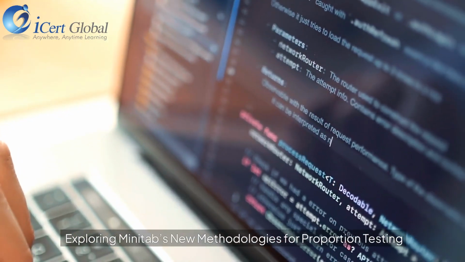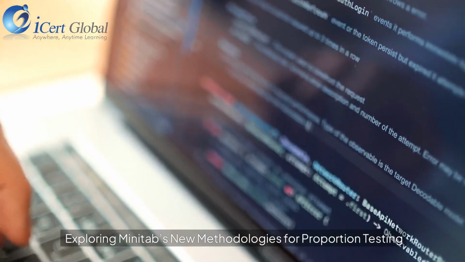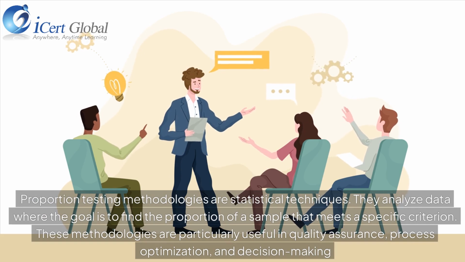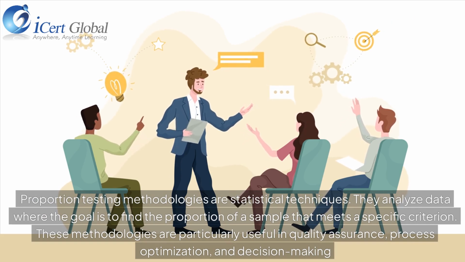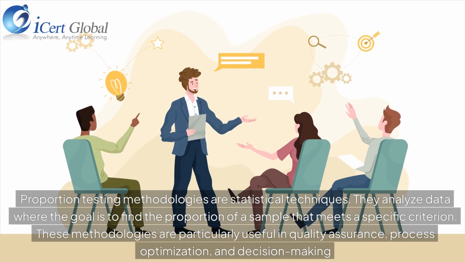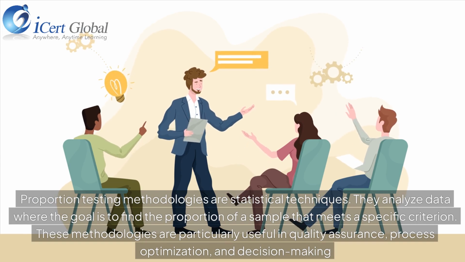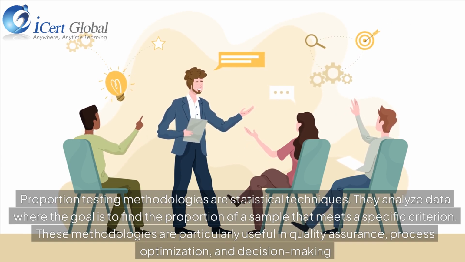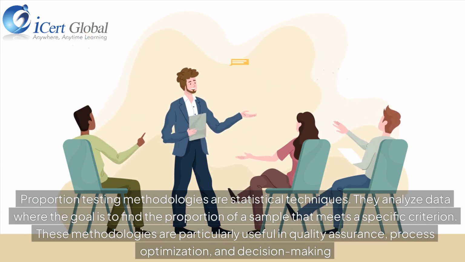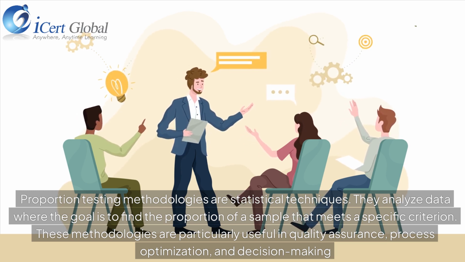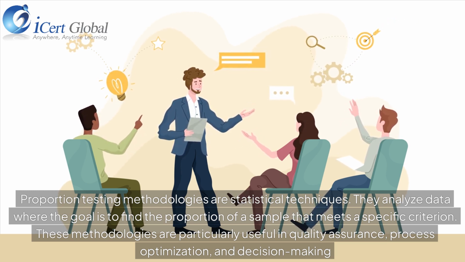Exploring Minitab's new methodologies for proportion testing. Proportion testing methodologies are statistical techniques. They analyze data where the goal is to find the proportion of a sample that meets a specific criterion. These methodologies are particularly useful in quality assurance, process optimization, and decision-making.